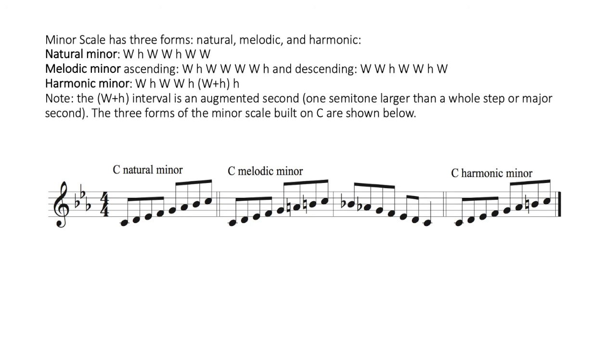The harmonic minor form has the following pattern: whole, half, whole, whole, half, a whole plus a half, and then half. Note that the whole plus a half interval is an augmented second, one semitone larger than a whole step or major second. The three forms of the minor scale built on C are shown below.